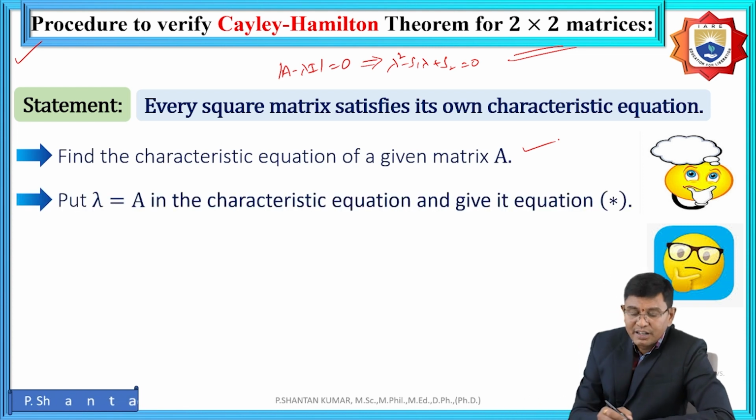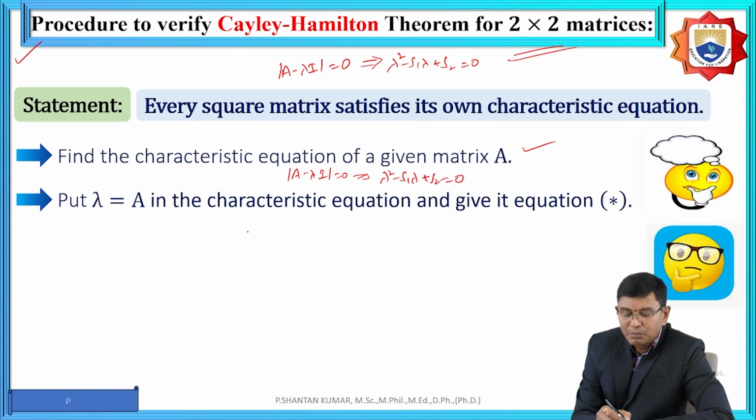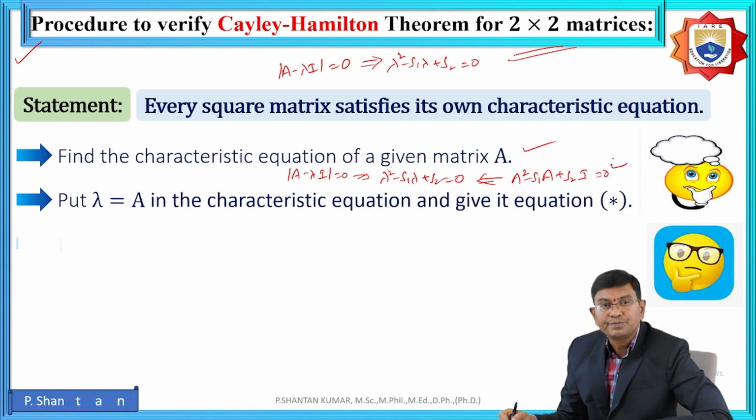After that, we need to replace lambda. For example, our equation is lambda square minus S1 lambda plus S2 equal to 0. That is the first condition. The second condition is to put lambda equal to A, that is, A square minus S1 A plus S2 I equal to 0. We need to show that this holds.